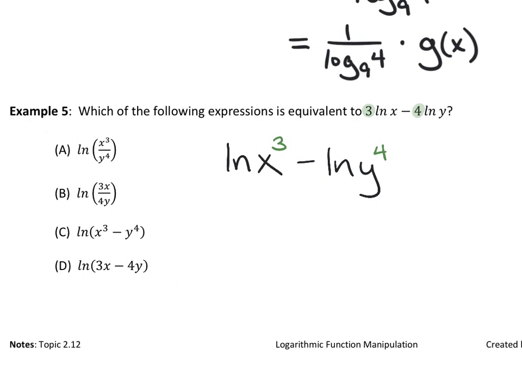Now that it's written like this, our spidey senses should be telling us to do something with this minus. What do we do with minuses? Divide. So we should have natural log of x cubed divided by x to the fourth, which means answer choice A is the correct answer.